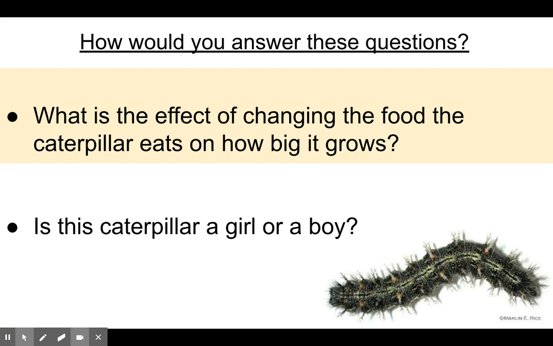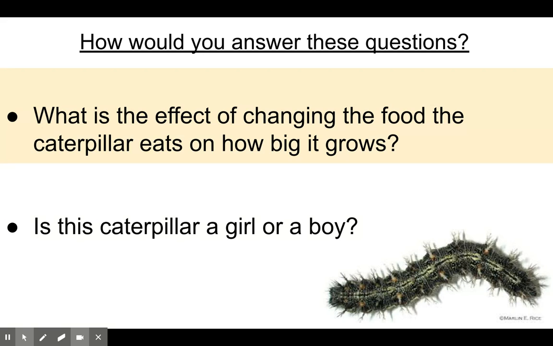What is the effect of changing the food a caterpillar eats on how big it grows? How could we answer that, right? We might give it a variety of types of food, measure it at the beginning, measure it at the end. So as you can see, that involves some of the parts we talked about on the slide before of collecting data, doing measurements and observations. Versus this question, how would you answer this one? Is this caterpillar a girl or a boy?